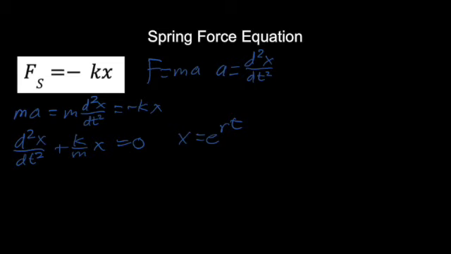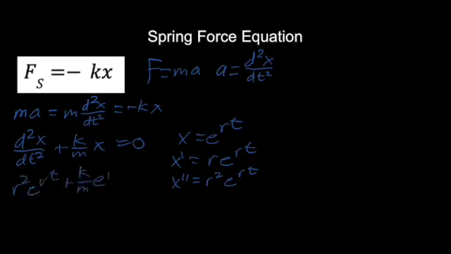So in this case, we need to find the second derivative of x. So we can say the first derivative of x equals r e to the rt, and the second derivative is r squared e to the rt. Now if we substitute this in, we get r squared e to the rt plus k over m e to the rt equals 0. And in this case, we can factor out e to the rt. So e to the rt times (r squared plus k over m) equals 0.